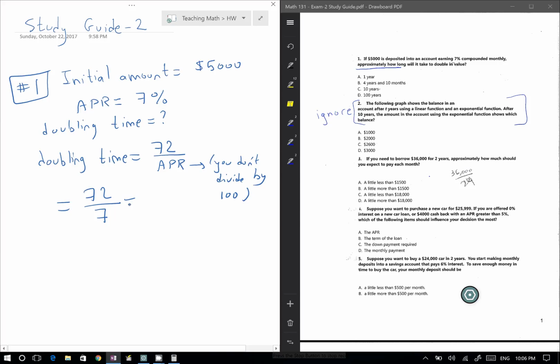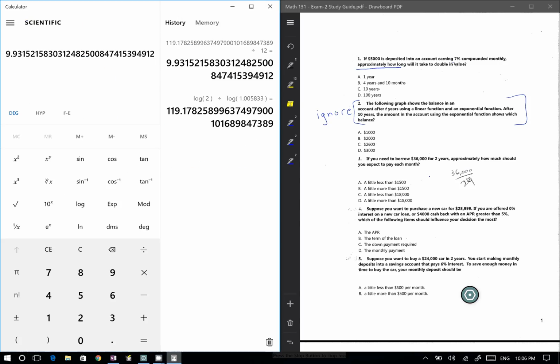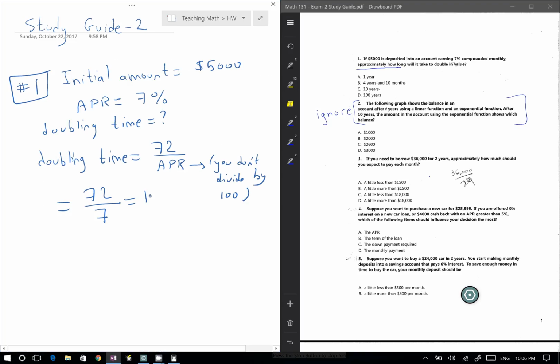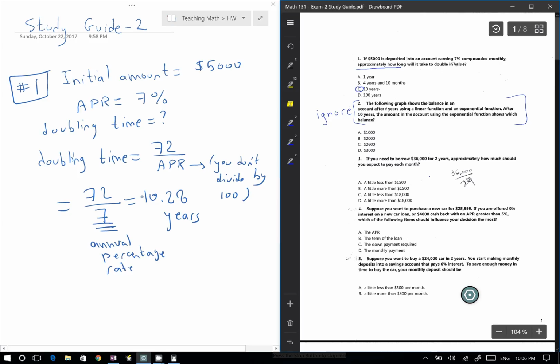72 divided by 7. The answer is 10.28. And the answer is in years because this is an annual percentage rate. So the answer is in years. So simply C is your answer. Now, this is the approximate method.